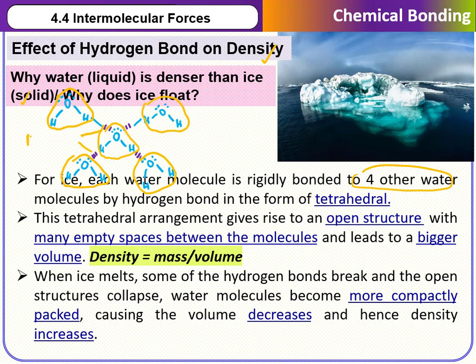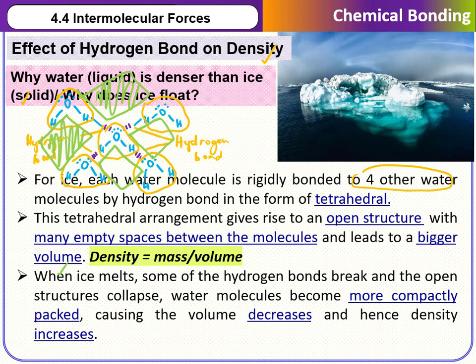This is a hydrogen bond. This is also a hydrogen bond. Where are the empty spaces? Here are the empty spaces. So when they arrange themselves in this tetrahedral arrangement, it will give rise to an open structure with many empty spaces between the molecules, and also lead to a bigger volume. Here, got bigger volume. This is the open structure with bigger volume.